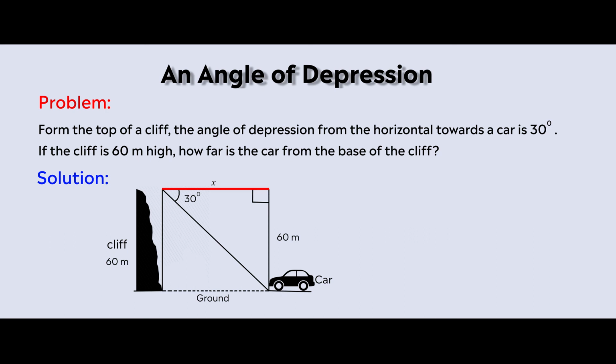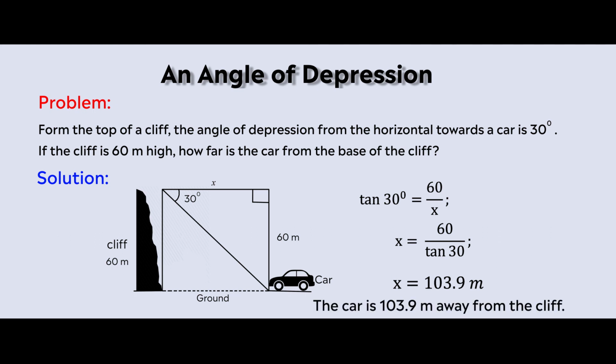Looking at the diagram, which trig ratio can we use? We can use the tan ratio again to find the distance between the car and the base of the cliff. So the equation would be tan 30 equals 60 over x. So x would be 60 over tan 30, which we get as 103.9 meters. So the distance between the car and the base of the cliff is 103.9 meters. So you are clear with the concept of an angle of elevation and an angle of depression.